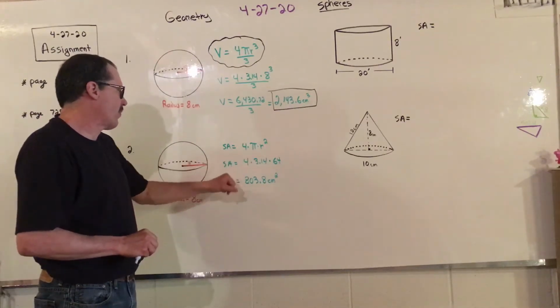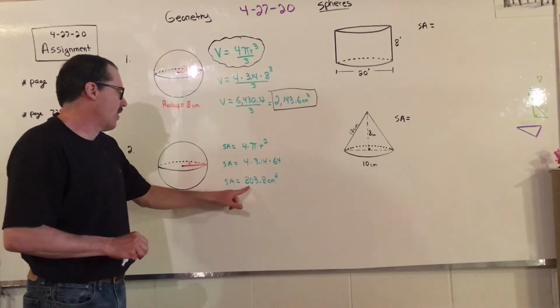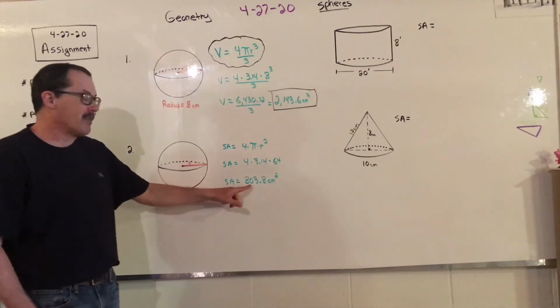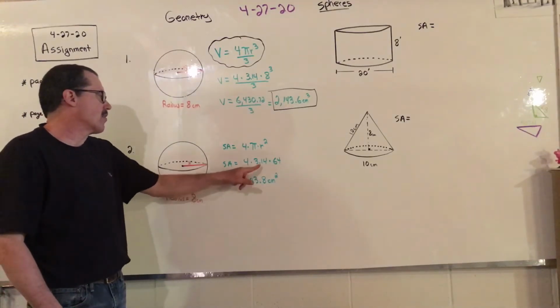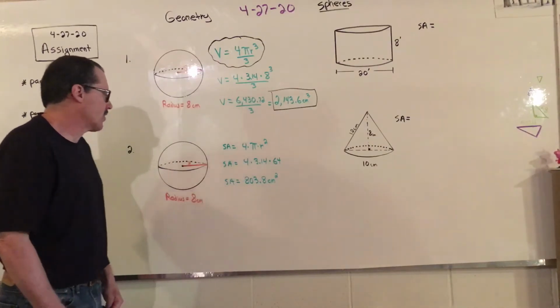We put our numbers in, 4 times 3.14 for pi times 64, and we get 803.8 centimeters squared, which is your answer. Again, this is going to be smaller than what the book has because the book hits the pi button, and you're welcome to hit the pi button to see if you get exactly what the book does.